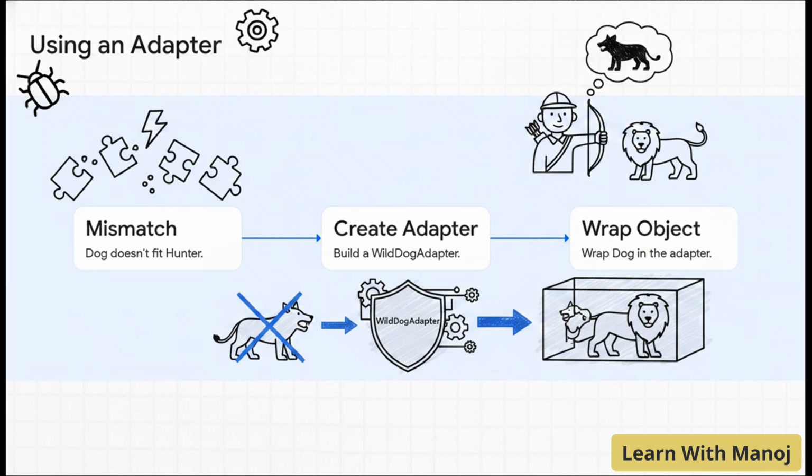And finally, step 3, we wrap the wild dog inside that adapter. So now, when the hunter tries to interact with what he fully thinks is a lion, he's actually talking to our adapter, and the adapter simply translates those actions down to the wild dog hidden inside. The hunter's totally happy because he thinks he's dealing with a lion, and the wild dog is happy because it's being interacted with appropriately. It is just such an elegant conceptual bridge.